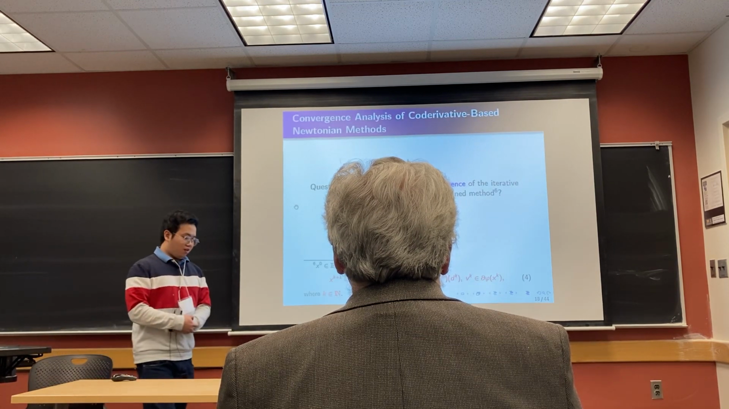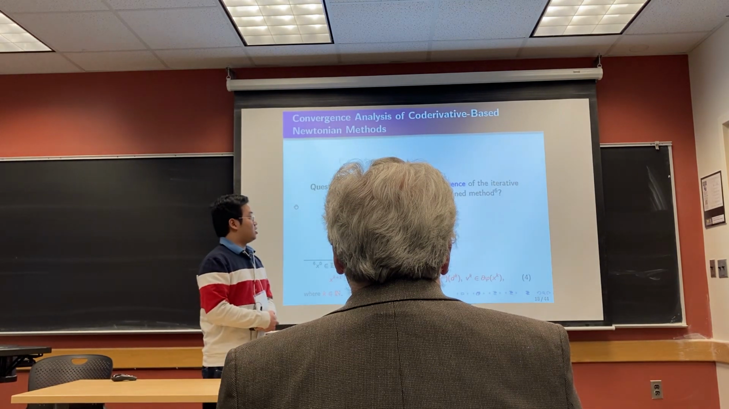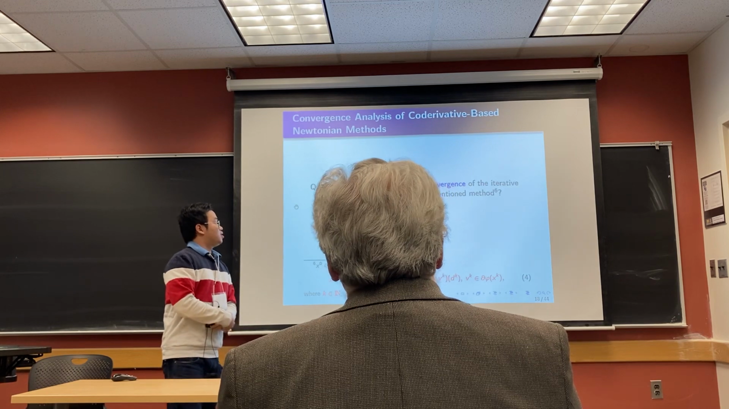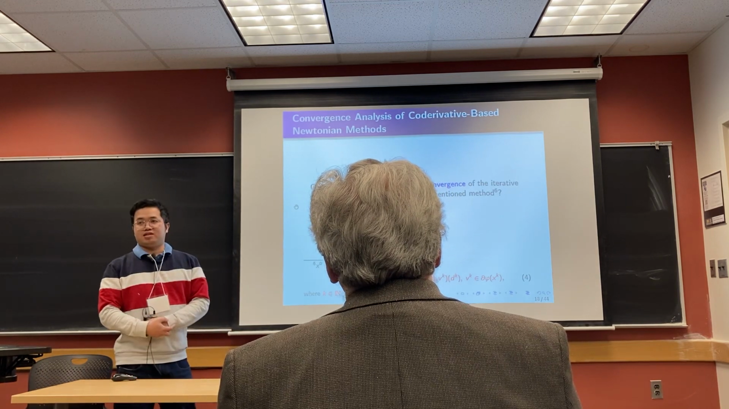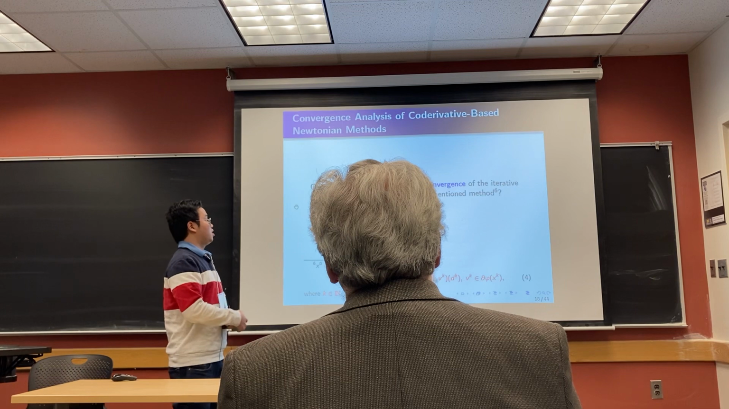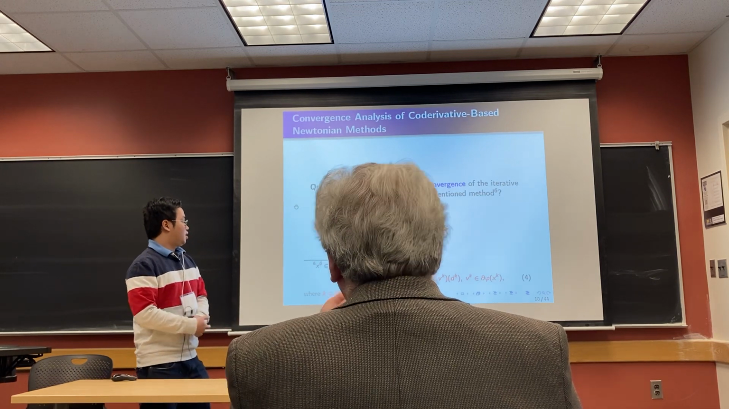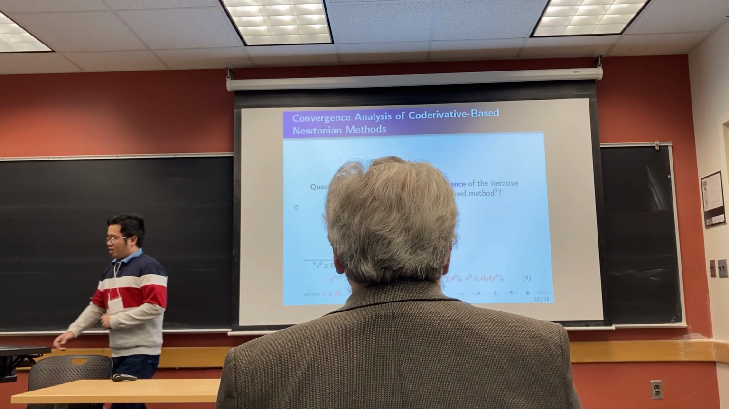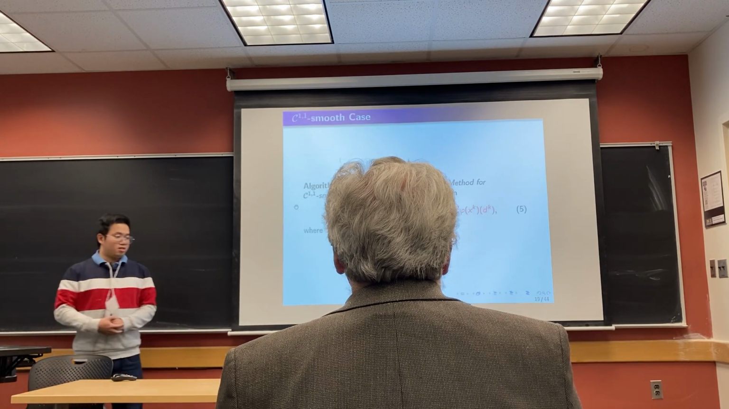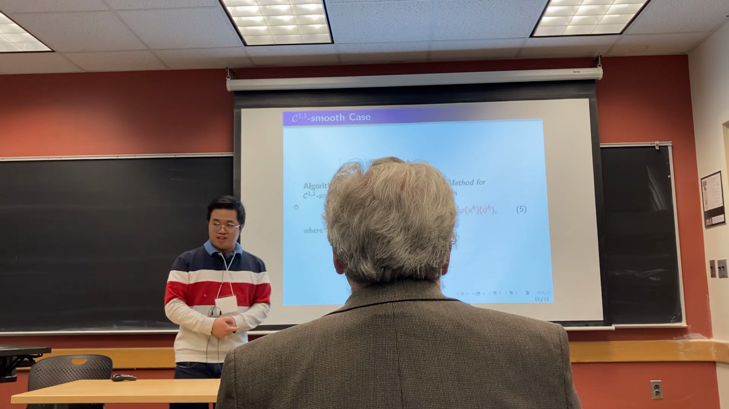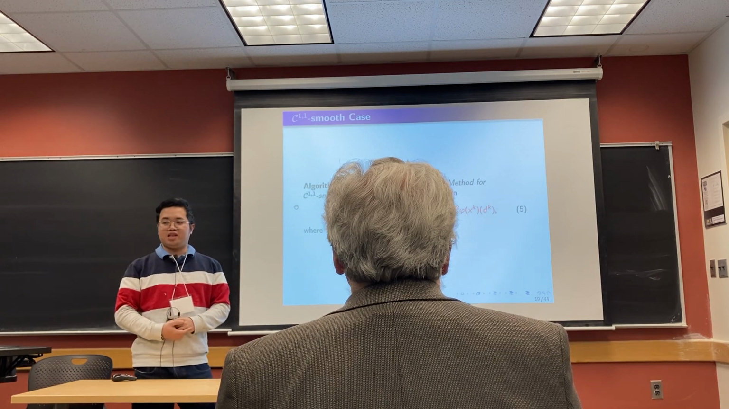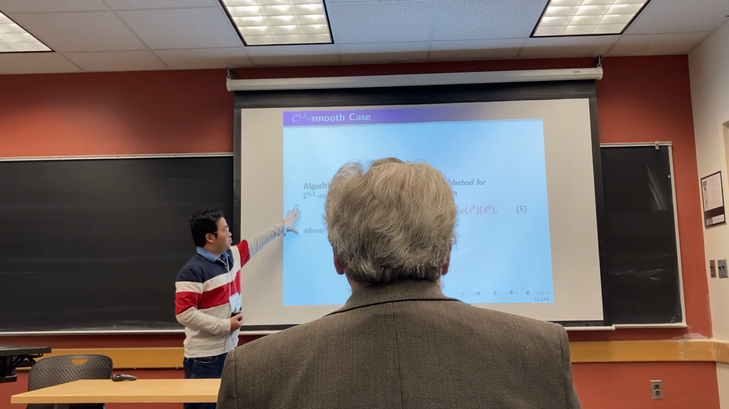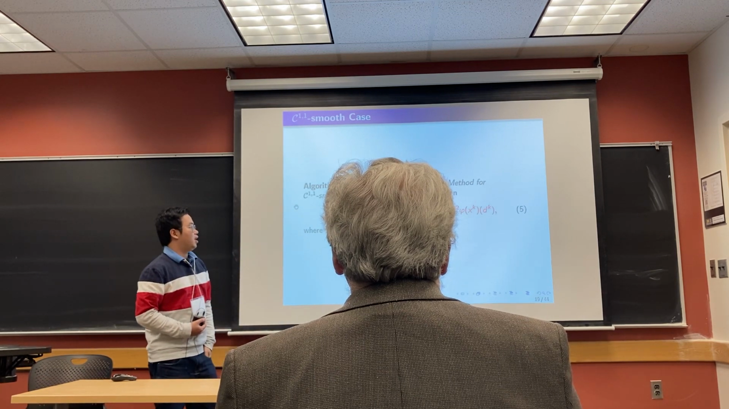Okay, that solves the first question about the development of the Newton method. So question 2 is: can we guarantee the convergence of the sequence generated by our method? Here's our method, and how we guarantee the convergence. We answer this question in the C^{1,1} smooth case first, and then we develop it in the nonsmooth case. For the C^{1,1} smooth case, the method should be like this.